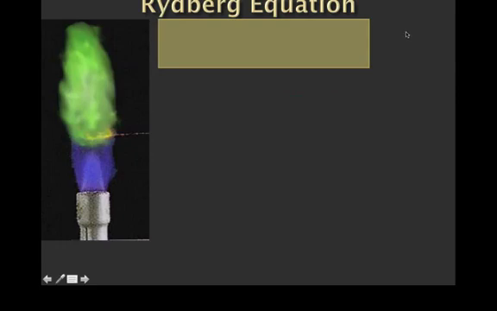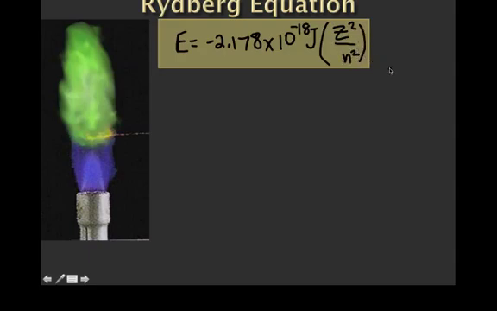So we can describe the amount of energy that we're seeing by the Rydberg equation. I'm going to check my notes just to make sure that I get this right for you. So the energy during a transition is quantified by this equation: negative 2.178 times 10 to the negative 18 joules times the nuclear charge of the atom squared divided by the energy level of the electron squared. So that's the Rydberg equation.